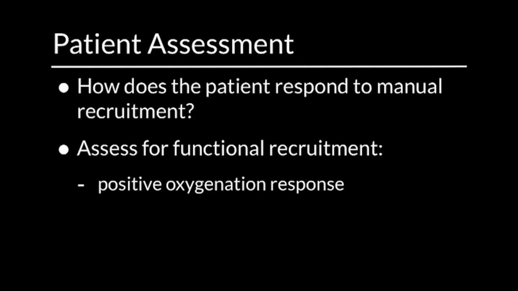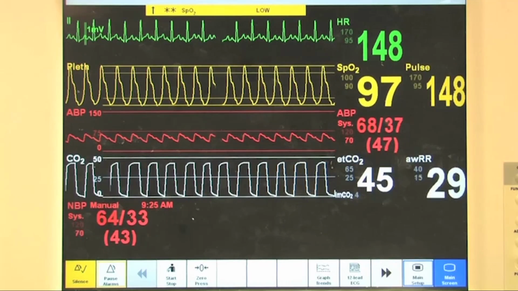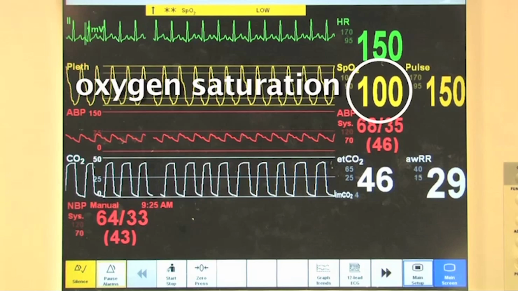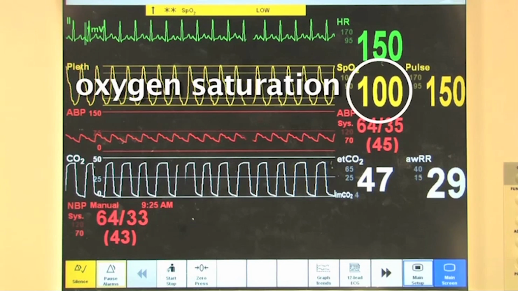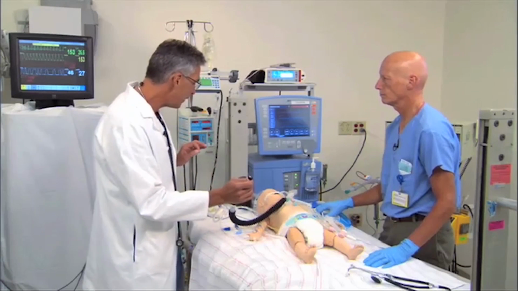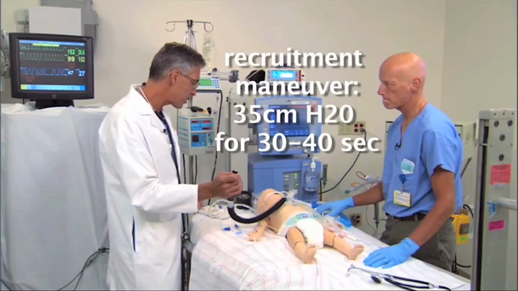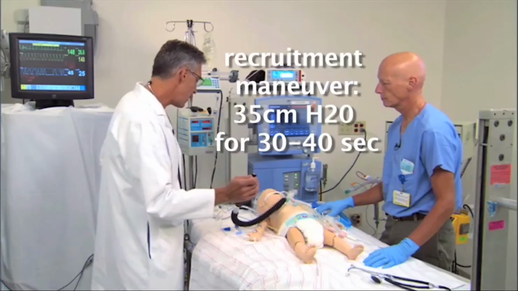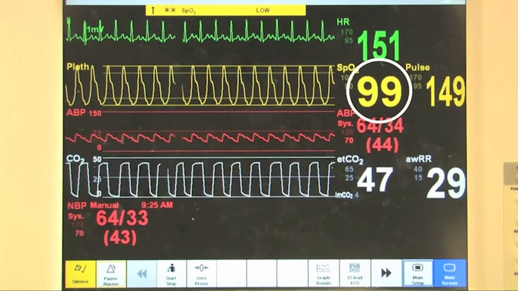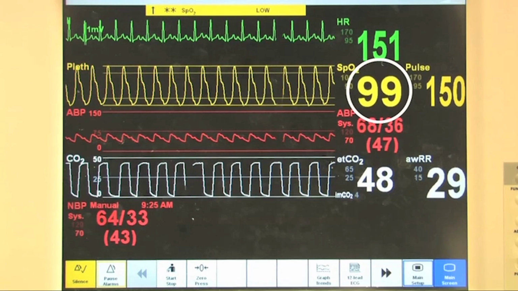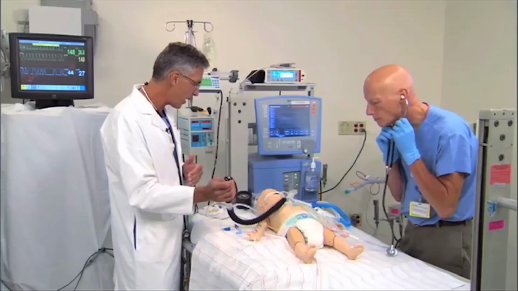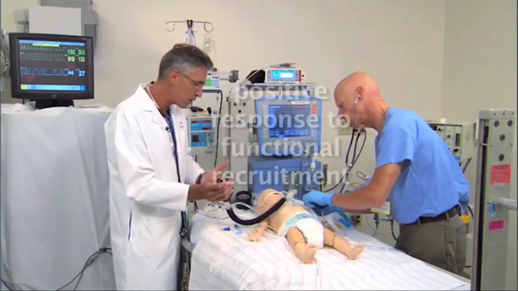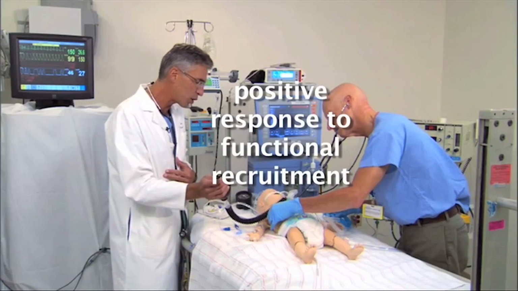So as I'm bagging this patient, I'm watching the monitor, and we've noticed that the saturation has gone from 90% on our conventional ventilator to almost 100% as I'm opening up the lung. And we will typically apply a recruitment maneuver of 35 centimeters of water, as I'm doing now, for 30 or 40 seconds, and assess the response. And here we've maintained a saturation at 99%, and again, it increased once we went from conventional to hand bagging. So to me, this means that there is recruitable lung. I have demonstrated a positive response to functional recruitment.